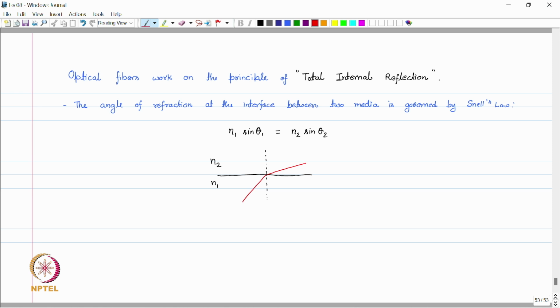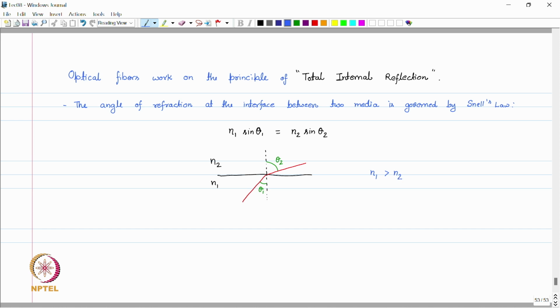So, this is the angle which is theta 1, and this is the angle which is called theta 2. And the relation between theta 1, theta 2, n 1, n 2 is governed by Snell's law. This is the case when we have n 1 greater than n 2.